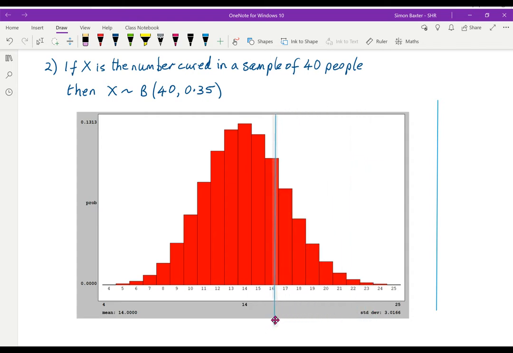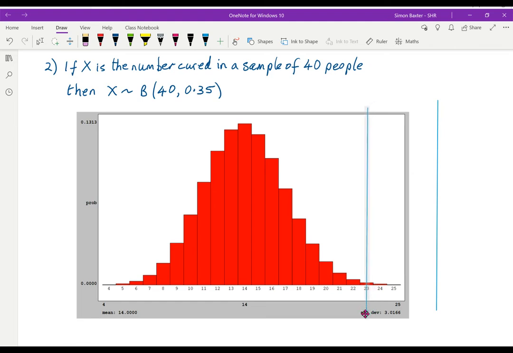If, on the other hand, we got 16 cured, we could easily have got 16 cured with drug A. It's not very surprising. Look at that huge area there. This is what we're looking at each time. We're looking at that area. If this area is small, then this answer is surprising.